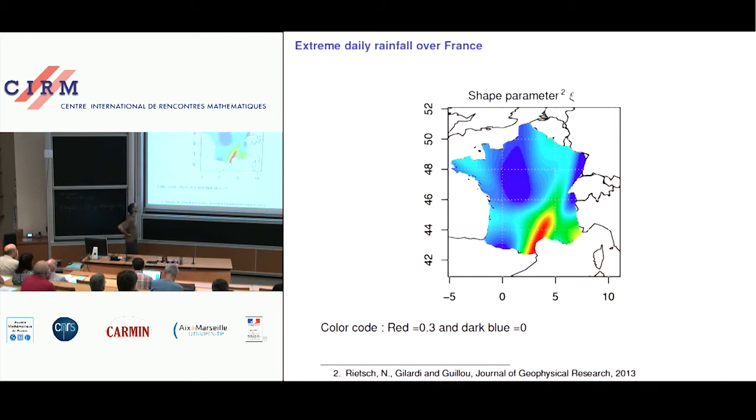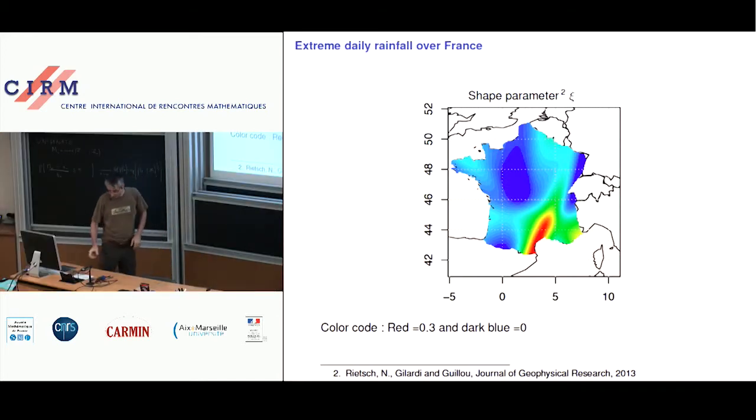So here I just plot a map of France. And this is from a paper with Armel and Theo Rich, a student we had together. Here is just to show you that if you estimate the shape parameter, I'm not going to tell you how we did that, but basically you get this kind of map.